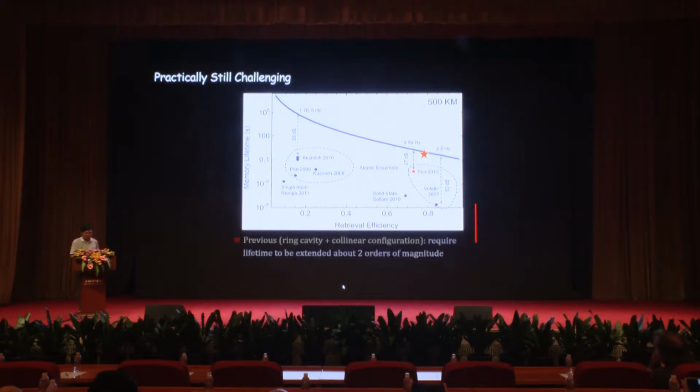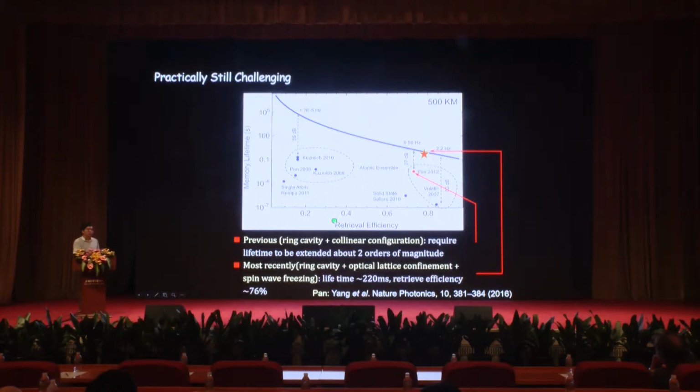So far the best quantum memory result was in 2012 here, and the year before last we finally reached here, which is, if you don't care about how much you spend, you are finally able to create keys at a 2.2 hertz rate at 500 kilometers. So this is so far the best memory result, taking care of both the memory lifetime and the retrieval efficiency. But of course, it's still practically challenging.